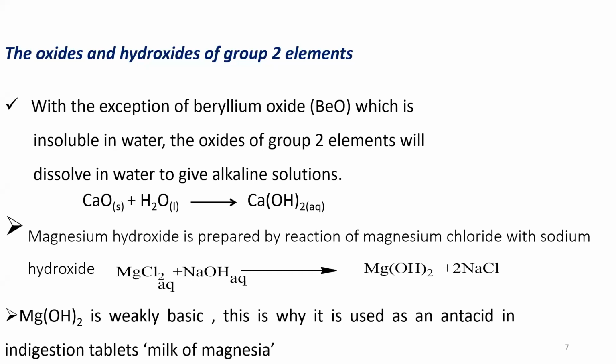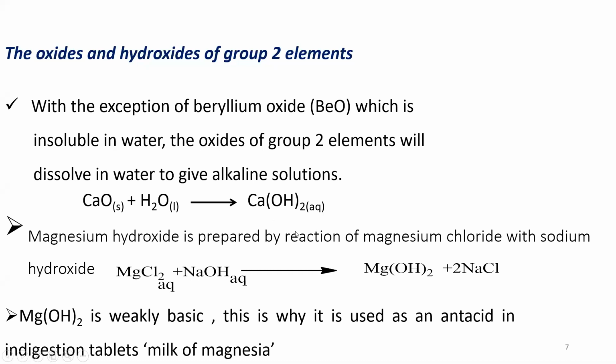For you to form your magnesium hydroxide, you have to react your magnesium chloride with sodium hydroxide. Your magnesium oxide is not reactive with water. Just like your beryllium oxide, there's some thin covering that makes it unreactive. So it will react more with steam and not with water. But the other group 2 elements, their oxides can react with water to form the hydroxides.